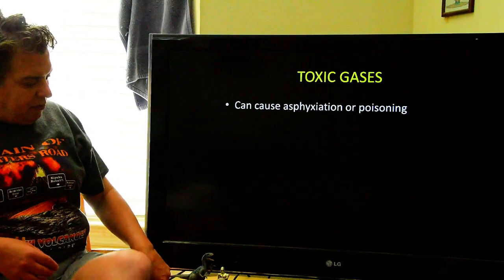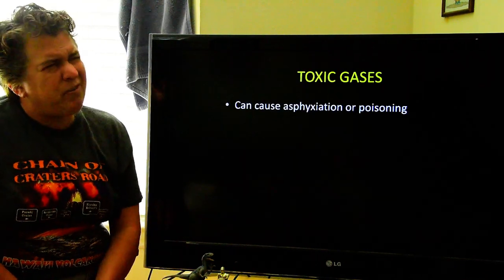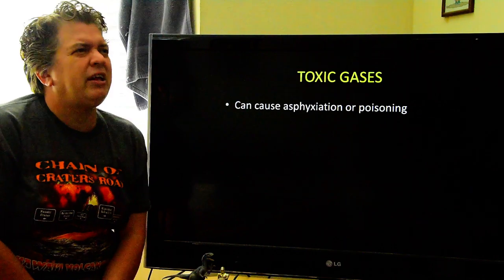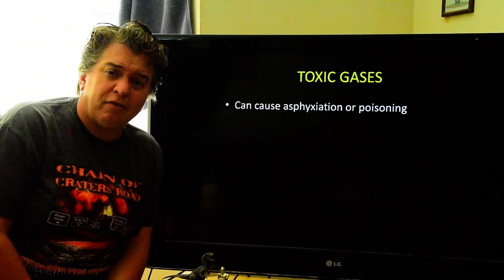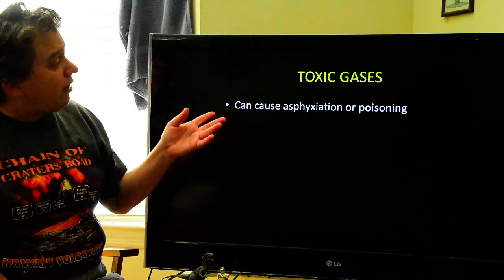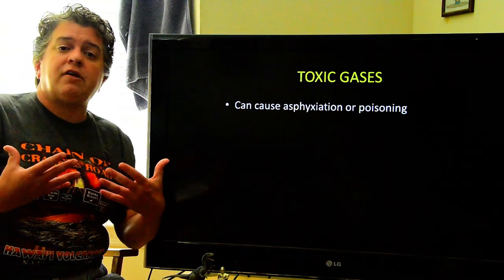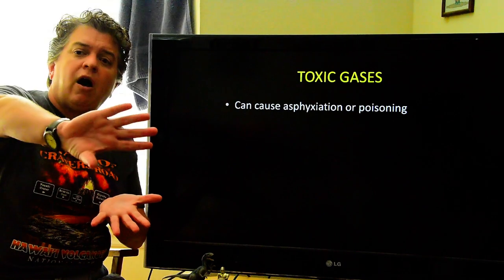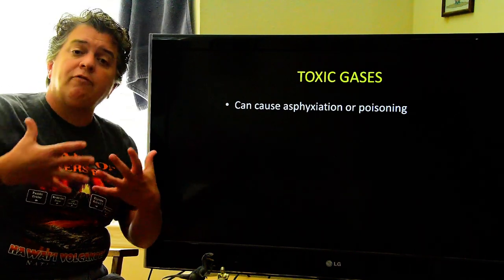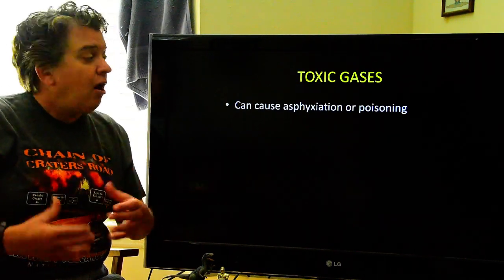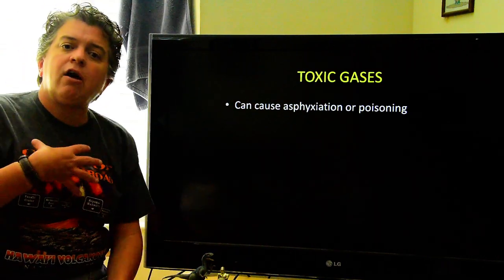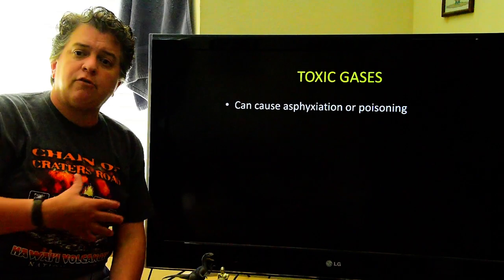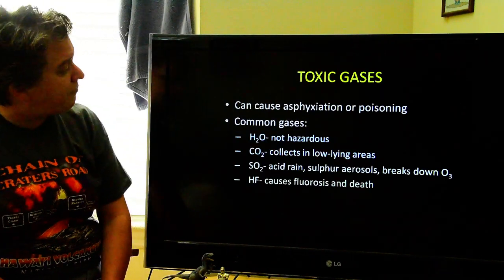All right, one of the last ways volcanoes try to kill you is with toxic gases. Toxic gases can cause asphyxiation. That's where they push oxygen away so you have no oxygen to breathe. Or they can cause poisoning. That's where your body actually absorbs some of the gases to some sort of detrimental effect.